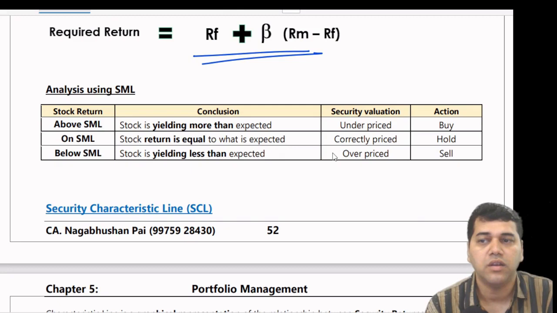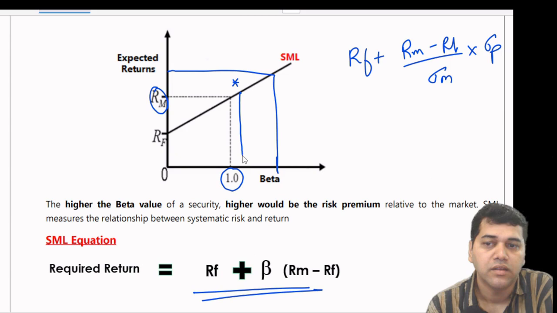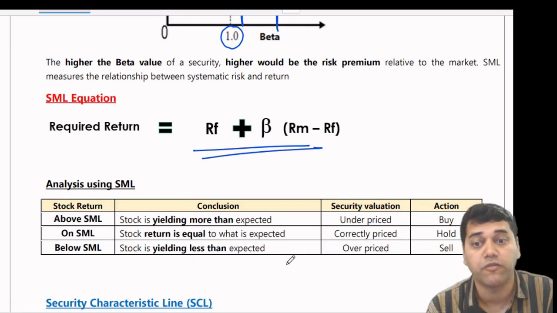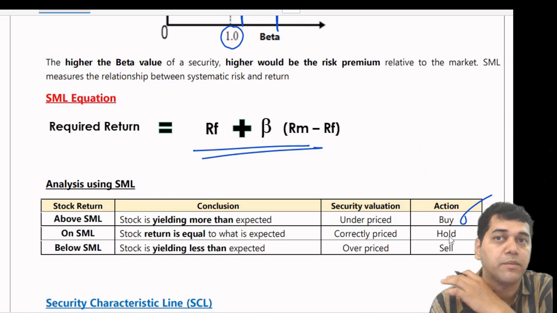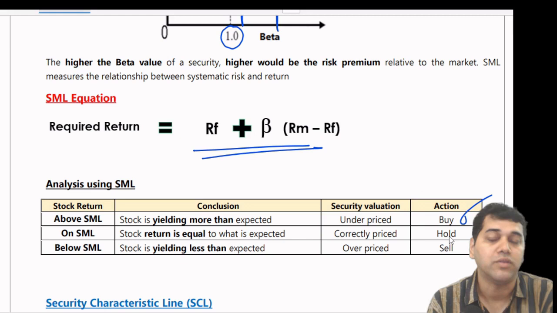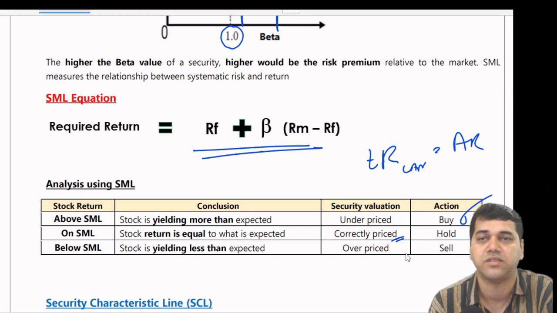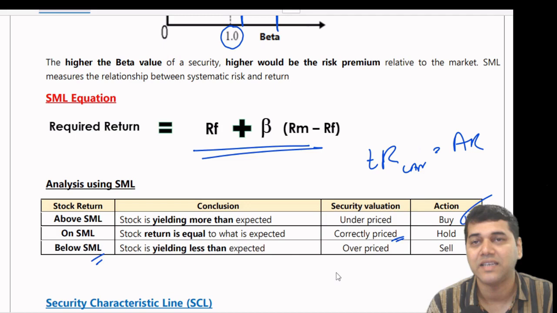Now, if the stock return is above the security market line, if the actual return comes here, this is what you are expecting. Then the stock is overperforming. The security is underpriced, so you have to buy it. Why do you need this graphical representation? To take decisions. You just see what your expectation is versus the actual results. In one of the problems, they asked what your observation is. Then we calculated the CAPM return and compared it with the actual return. That is nothing but this graphically. If it lies exactly on the line, that means your expected return on CAPM is the actual return, so it is correctly priced. This way you decide the pricing. And if it is below the security market line, it is yielding less and you are going to sell it.